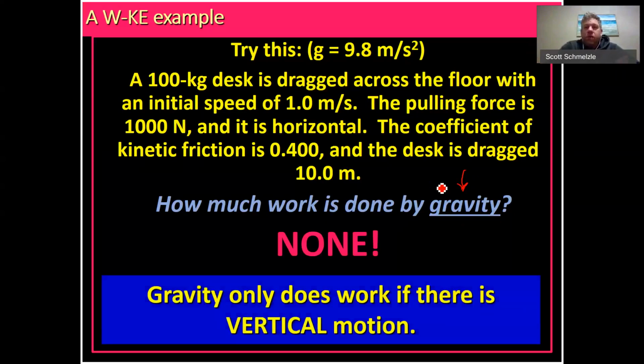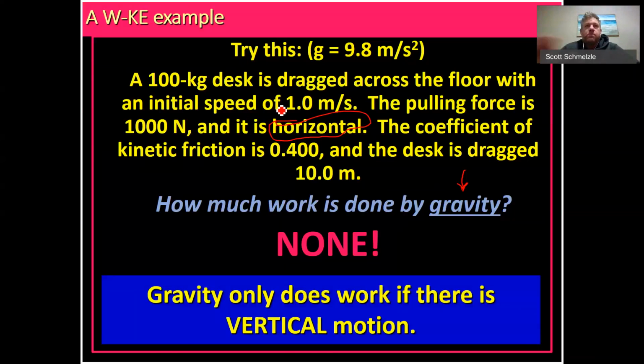The reason? Gravity only works if there is vertical motion, because we're dragging this thing horizontally, right? Because we're dragging it side to side, that means all gravity's doing is holding it onto the ground, onto the surface that we're talking about. But there again, we're getting that normal force pushing back up against it as well.